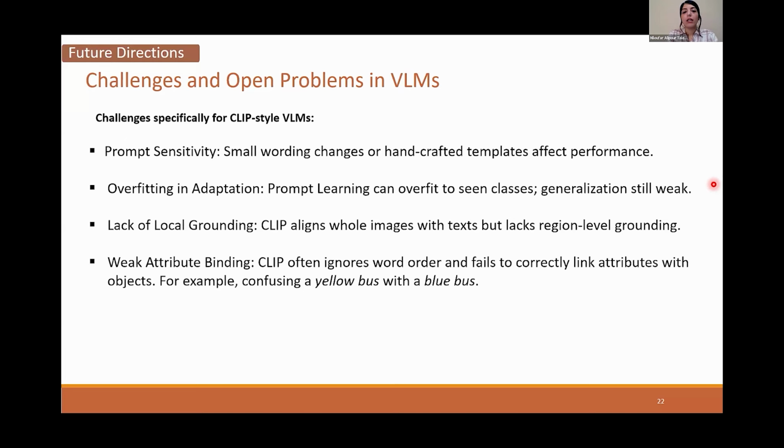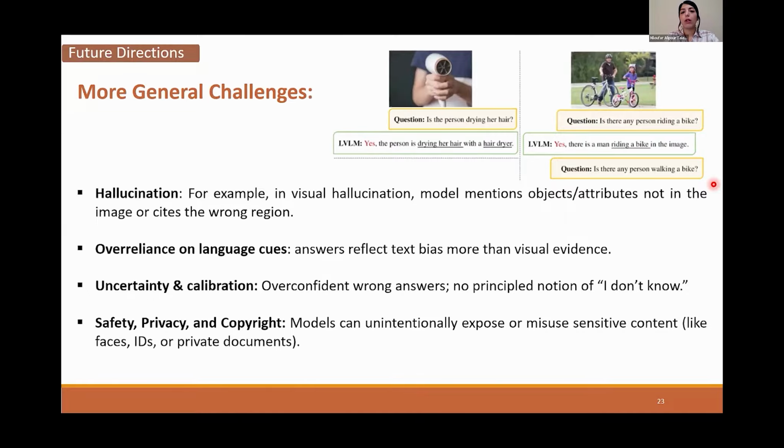What about more general VLMs, like, for example, LLaVA, Gemini, Qwen? Maybe you have heard about hallucination. For example, in visual hallucination, the model mentions objects or attributes not in the image or cites the wrong region. Let's see an example here. The question is: is the person drying her hair? And actually the VLM here makes a mistake. It says, yes, the person is drying her hair with a hair dryer, but it's not correct.